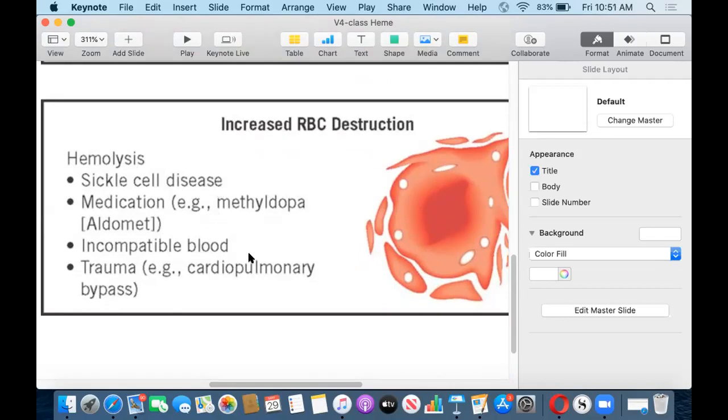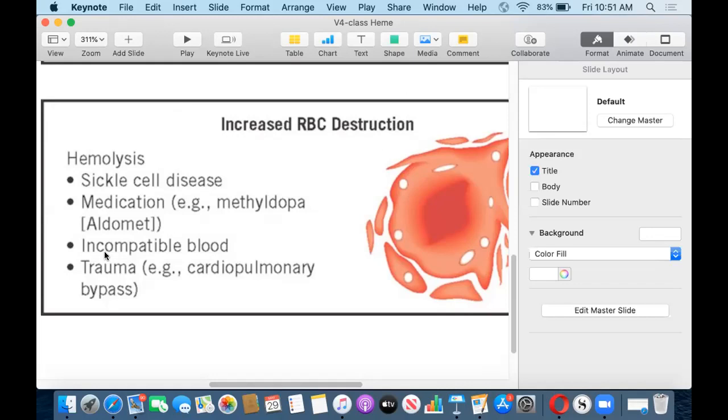Incompatible blood should be familiar to you because we've talked about hemolytic transfusion reactions, which are fairly serious and usually end up having us stop the transfusion and get help, because hemolysis causes symptoms and a threat to the level of consciousness and cardiorespiratory functioning, which we've seen in INP, or at least talked about. And then there's actual trauma to blood cells. Certain things like heart valves apparently can cause increased destruction of RBCs.